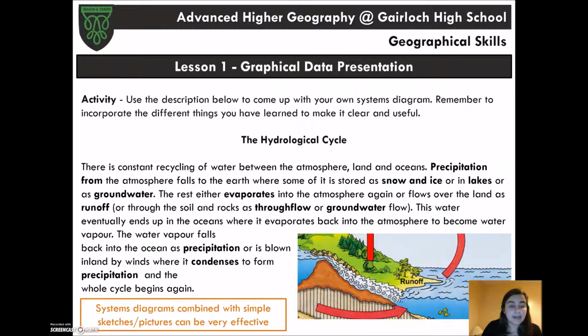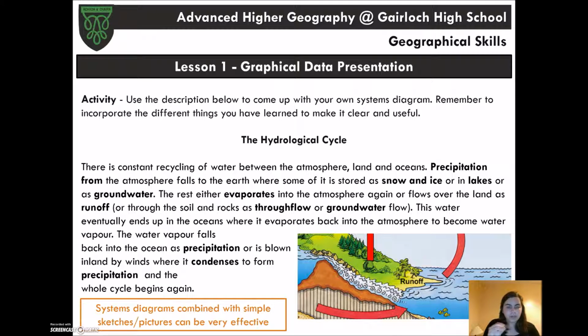The activity I'd like you to do for class and to bring in and to actually discuss is this one to do with the hydrological cycle. What I've done is I've given you the text, I've given you the words that we should be getting in there, and I'd like you to come up with a systems diagram that easily shows this transfer. Now you'll probably be quite familiar with this, you'll have seen this diagram before, you've probably drawn it out before.